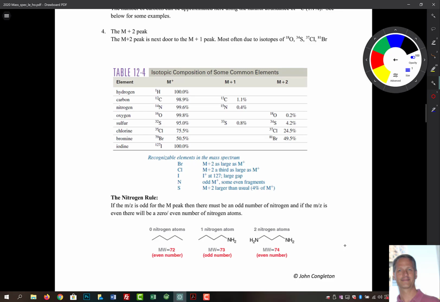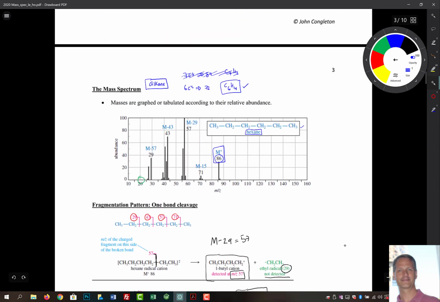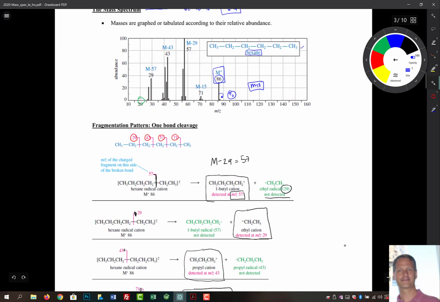So when I look at these spectra, I look at the M plus peak, and then I come over and I take a look at that M plus 1 peak right there. And I look to see if there's any percentages given to us. All right, and then I look to see, is there an M plus 2? I always do that before I start going through and analyzing the rest of the mass spec.